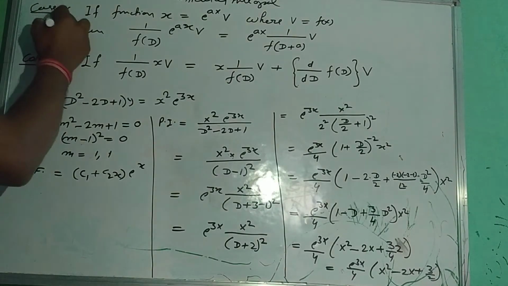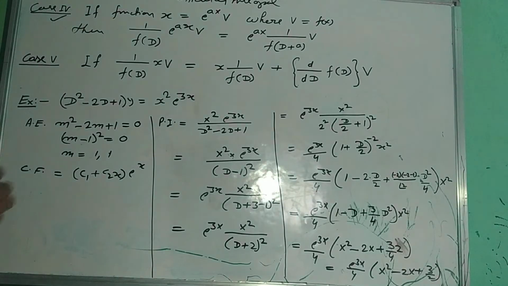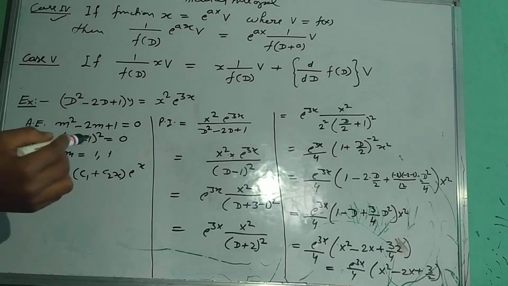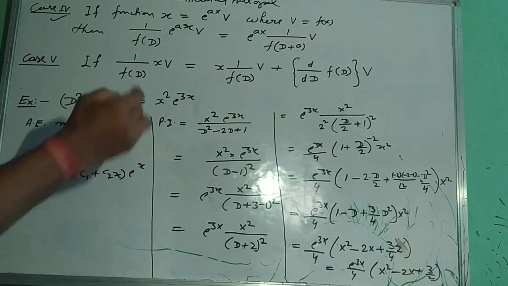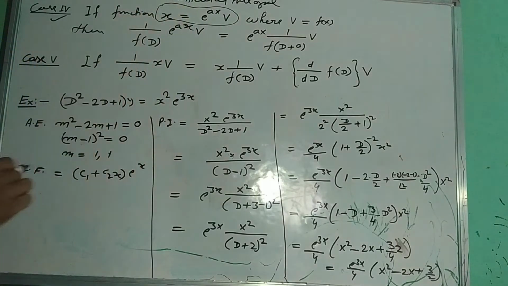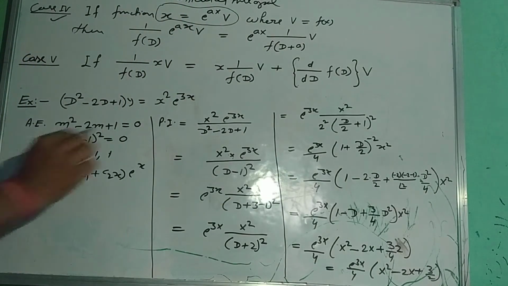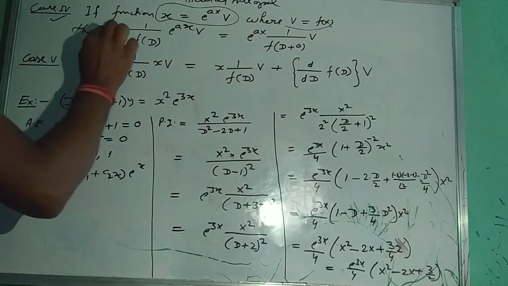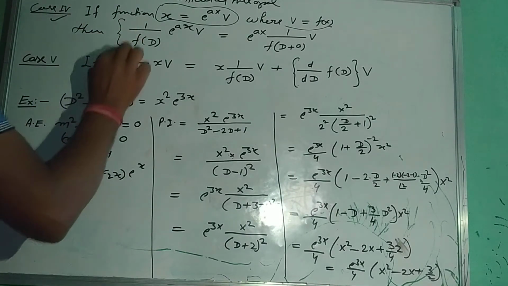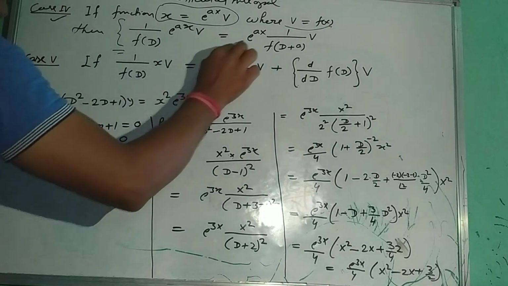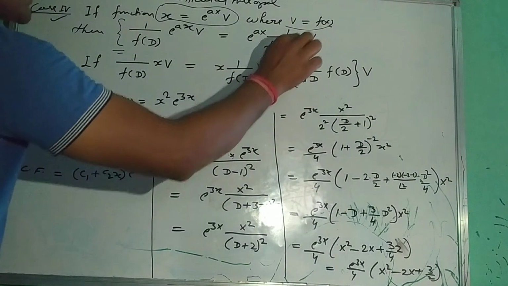Case number 4 says that if the function on the right hand side of the linear differential equation with constant coefficient is e to the power ax times v, where v is a function of x, then there is only one way to solve it: 1 upon f(D) e to the power ax v equals e to the power ax times 1 upon f(D plus a) v.